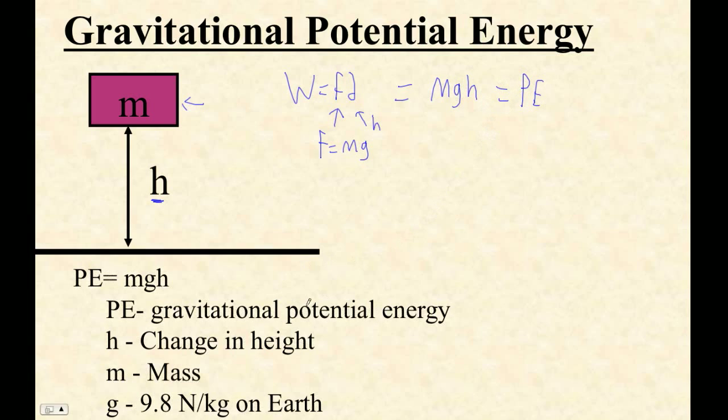Right, so here's the formula. You might want to pause and write that down. Okay, but this is our formula, right? So h is the change in height, and m is the mass, and g is 9.8 newtons per kilogram. That's our g, right?